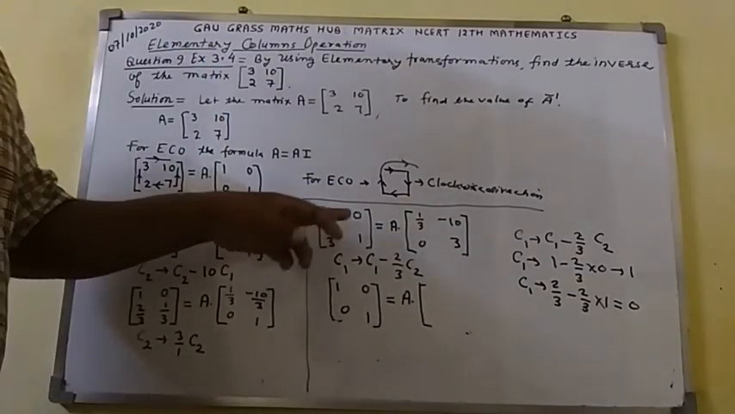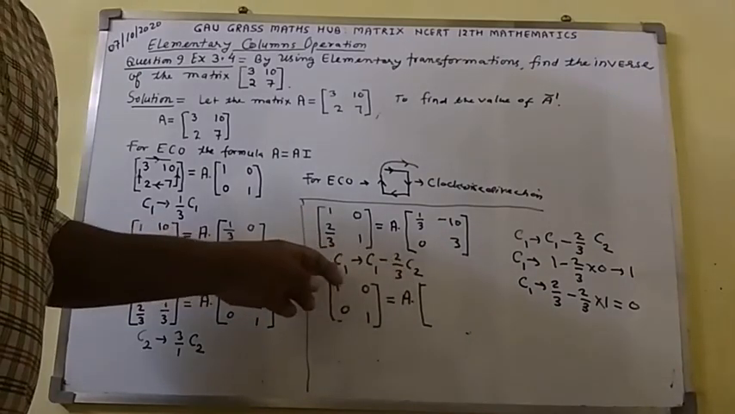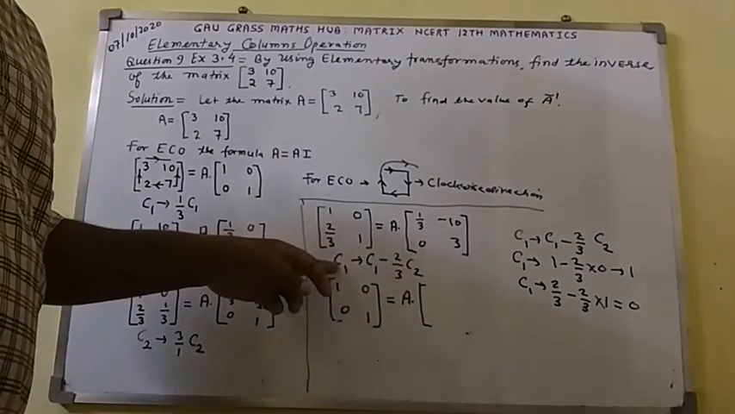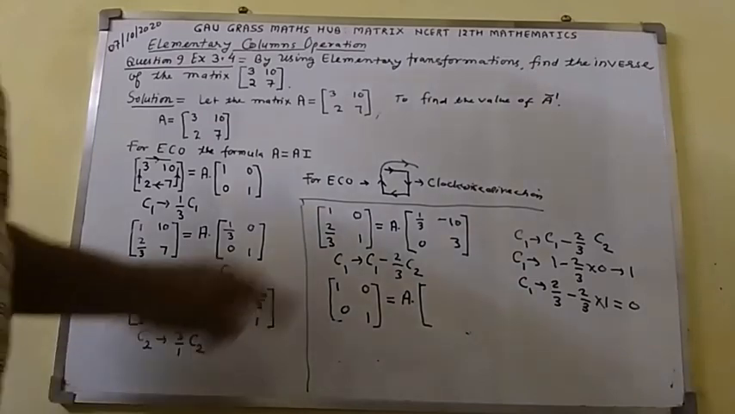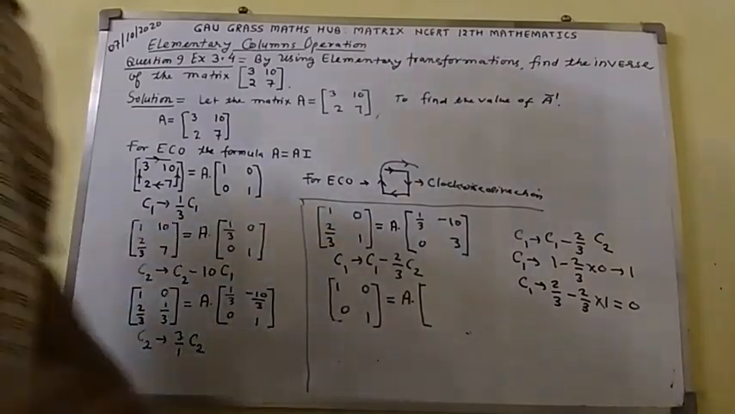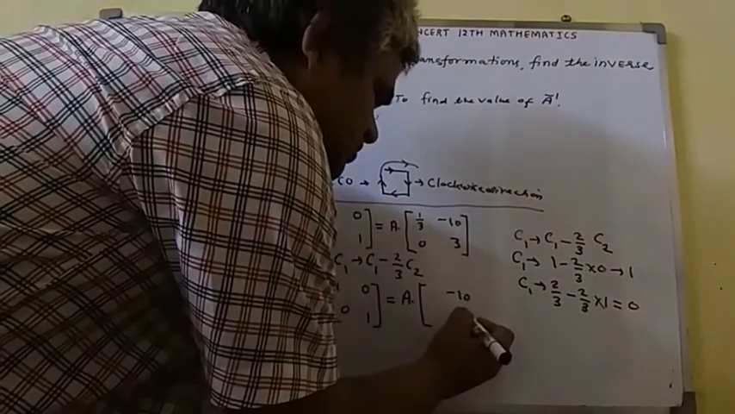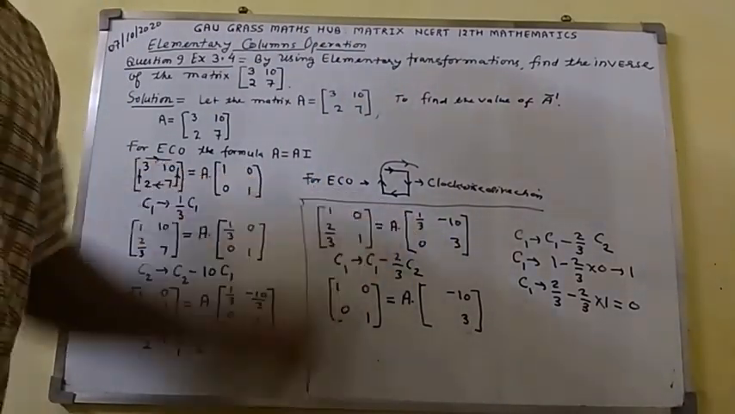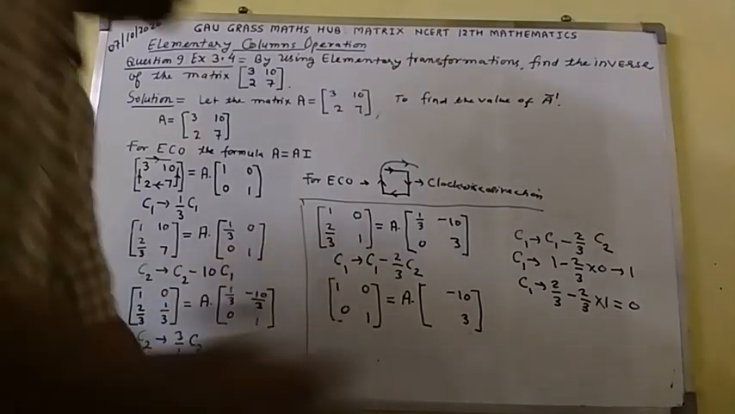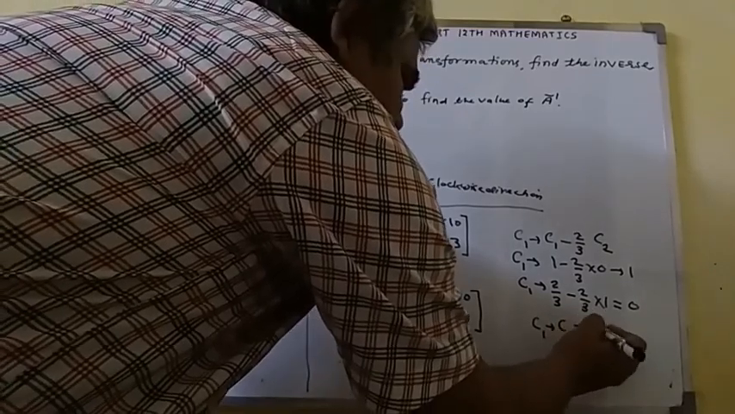Since there is no change in column C2, because from this property only changes occurred in the column C1, because here C1 is written. There will be no changes in column C2. So I shall reflect column C2 for this matrix as it is. Now think about this element. Here 1/3 is there. So I shall write this property again: C1 goes to C1 minus 2/3 C2.